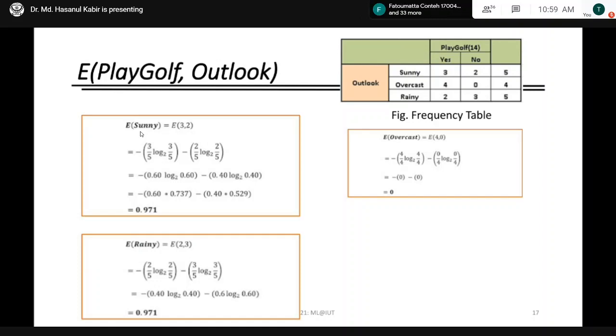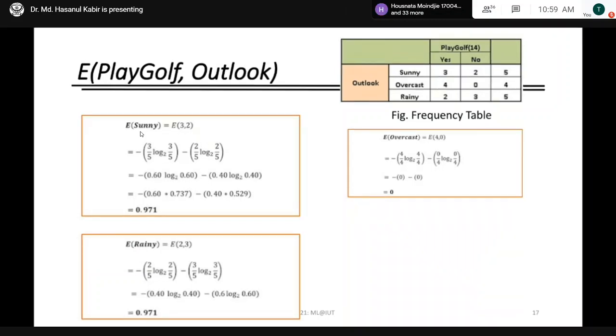3. Okay, then what is the probability of class yes for given sunny? 3 by 5. And then what is the probability of the negative class given sunny? 2 by 5.